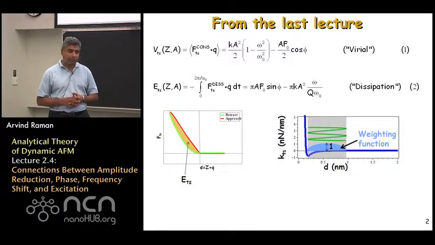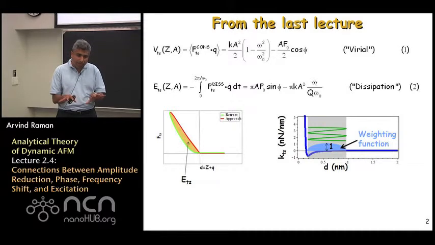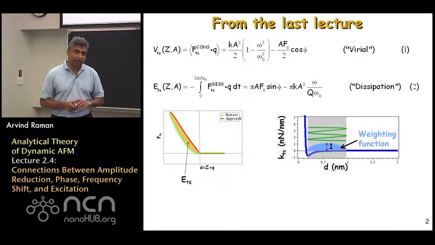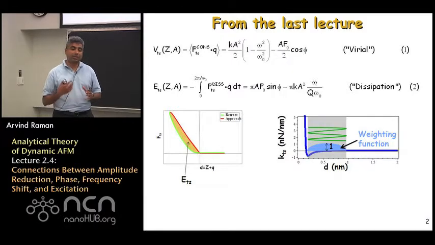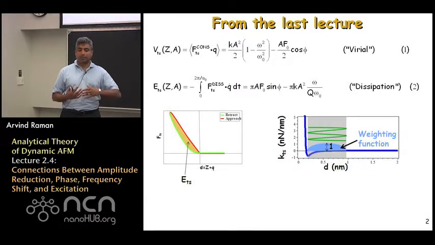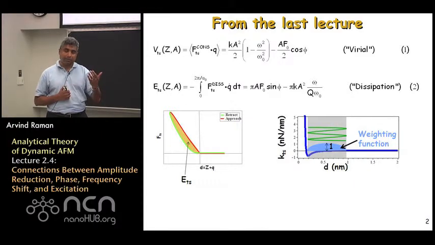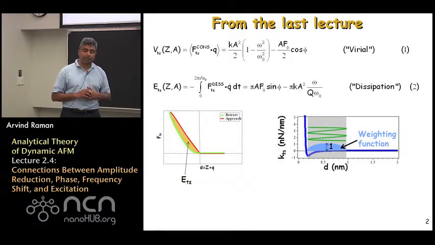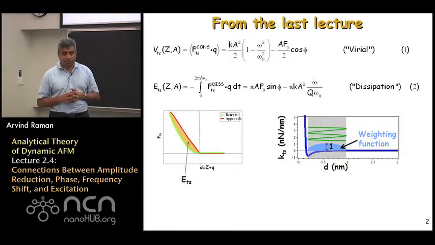At the heart of the analytical methods that underpin both approaches are two important quantities, E sub ts and V sub ts. E sub ts is the tip sample energy dissipation in one cycle of oscillation. This is the energy dissipated by the oscillating tip into the sample in one cycle of oscillation. As shown here in equation 2, the physical interpretation of it is shown on the graph on the bottom left, where you see the area under the hysteretic force versus D, tip sample gap curve, gives you the energy dissipated in one cycle of oscillation.